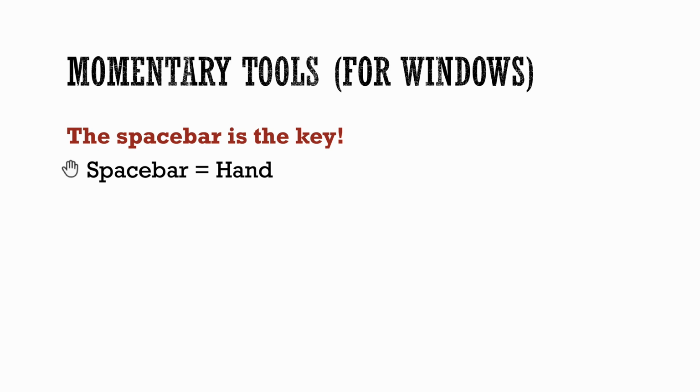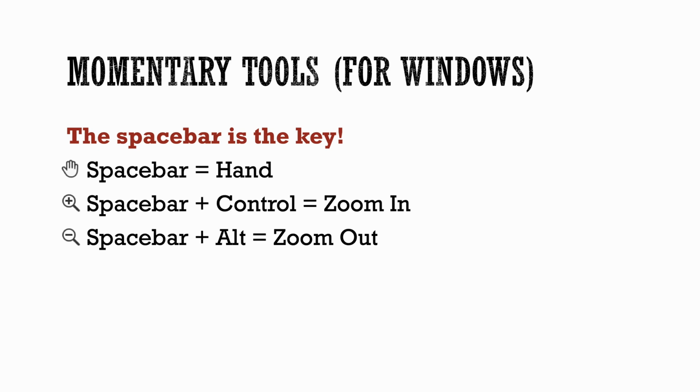Windows users, you have it easy. Spacebar is key, just like on the Mac. Space is hand. Space Control is zoom in. And space plus Alt is zoom out. So now you have one over on your Mac user friends. Congratulations.